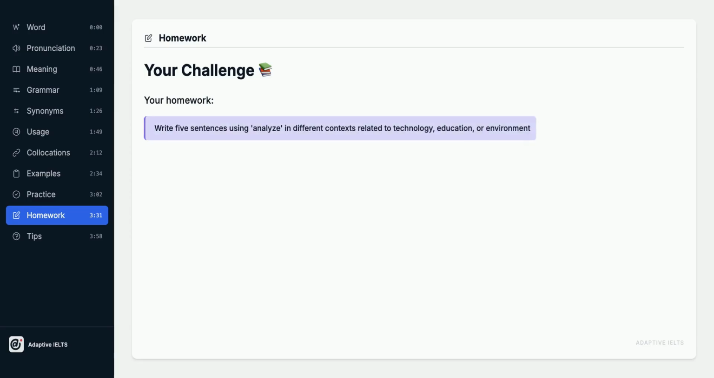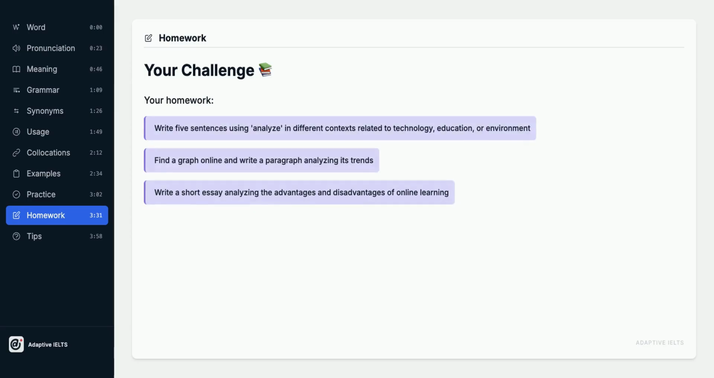Your homework. 1. Write 5 sentences using analyze in different contexts related to technology, education, or environment. 2. Find a graph online and write a paragraph analyzing its trends. 3. Write a short essay analyzing the advantages and disadvantages of online learning. 4. Create a list of collocations with analyze and use each one in a sentence.